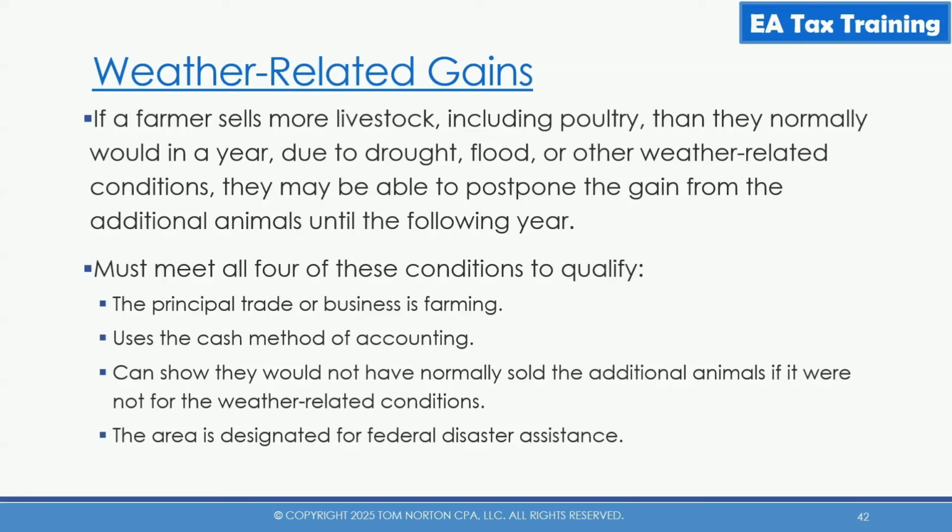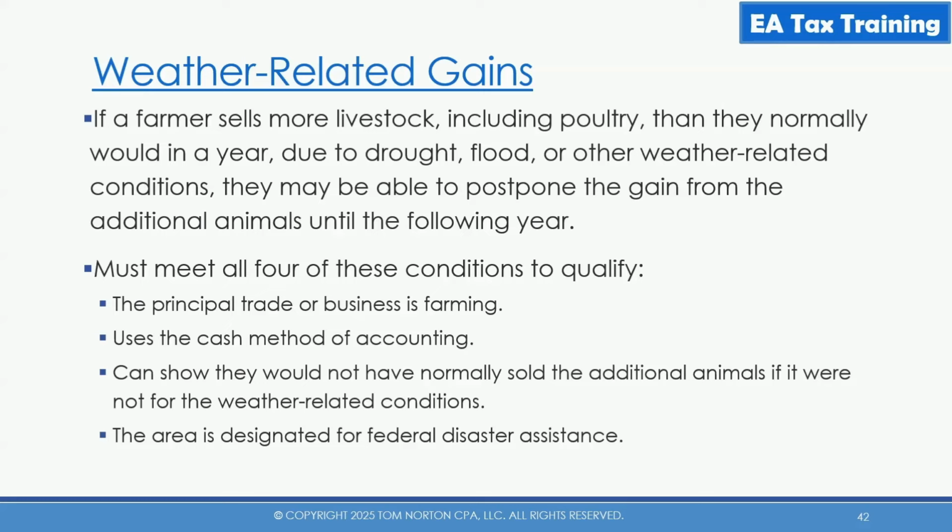Weather-related gains. If a farmer sells more livestock, including poultry, than they normally would in a year due to drought, flood, or other weather-related conditions, they may be able to postpone the gain from the additional animals until the following year. So what are we talking about here? There are times when you've got bad weather conditions and the farmers have livestock and they are normally going to hold those until later. So let's say it's summertime, there's a really bad drought, and normally the farmer would hold these animals until the following spring, for instance, in order to sell them.